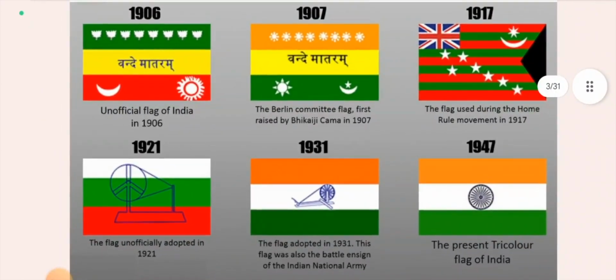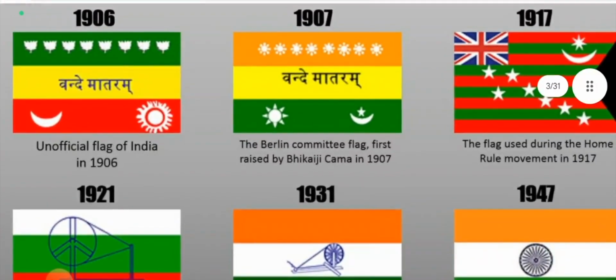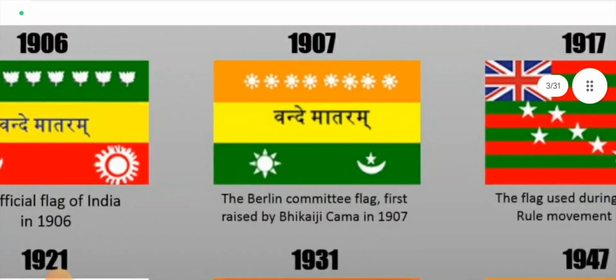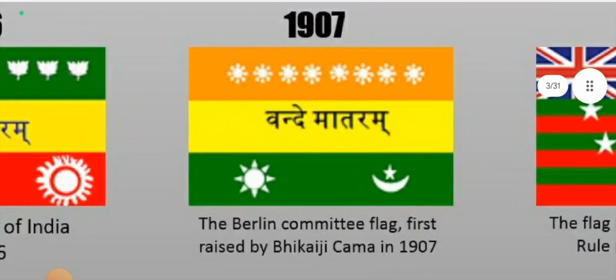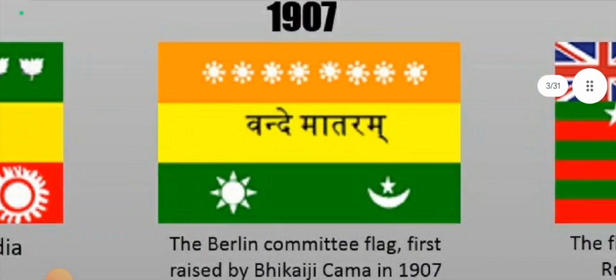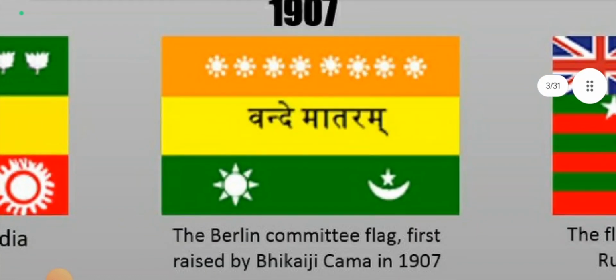So the present flag is designed by Pingali Venkayya, and the first person to unfurl the Indian flag on a foreign land is Bikaji Kama, and the flag unfurled was this flag.